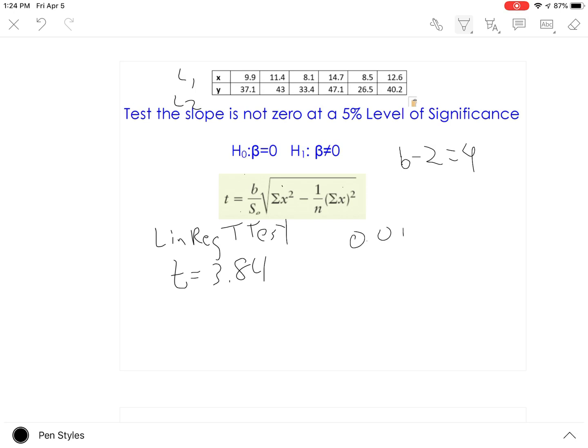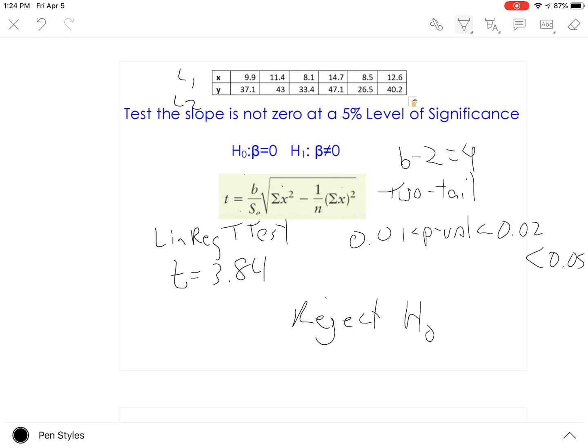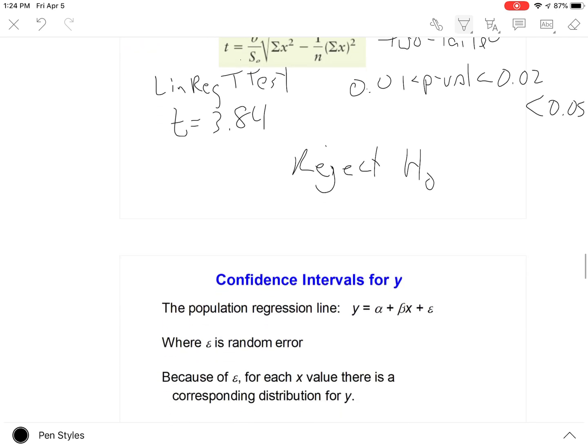So the p-value I got was between, let's see, 1% and 2%, and we're testing at 5%. So we are going to, again, reject the null hypothesis that there's no slope. We just said we're testing different than, so the t-score was the same, but the p-value was different because we should be looking underneath the two-tailed table, or row in that table.